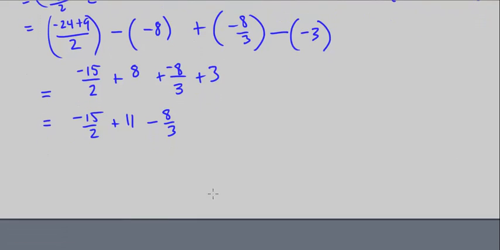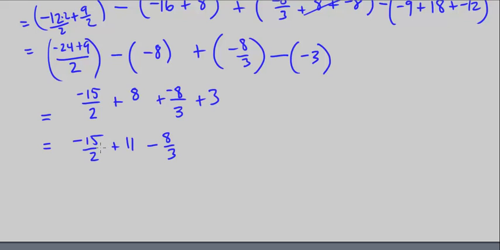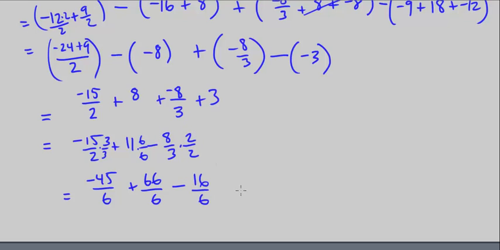So let's get a common denominator. Let's put everything over 6. Okay, so if I put it over 6, I'm going to multiply this by 3. And this one will be over 6, and this will be 2 over 2. So that makes this 3 times 15 is negative 45 over 6. Plus 6 times 11 is 66 over 6. Minus 8 times 2, 16 over 6.